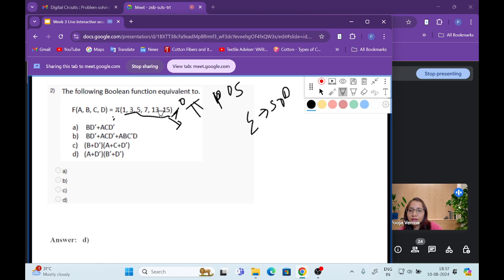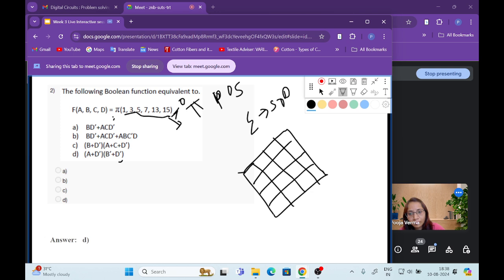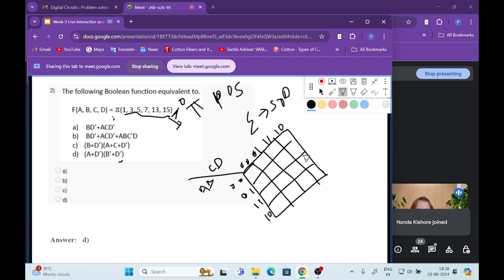So that means in these places zeros are given, but we need to check the output. How many cells will be there? There are 4 variables, right? 4 variables, so 16 cells will be there. A B C D, 0 0, 0 1, 1 1, 1 0. Here also 0 0, 0 1, 1 1, 1 0 will be there. If you move in this way, 0 1 2 3, then 4 5 6 7, 8 9 10 11 12 13 14 15, like this.